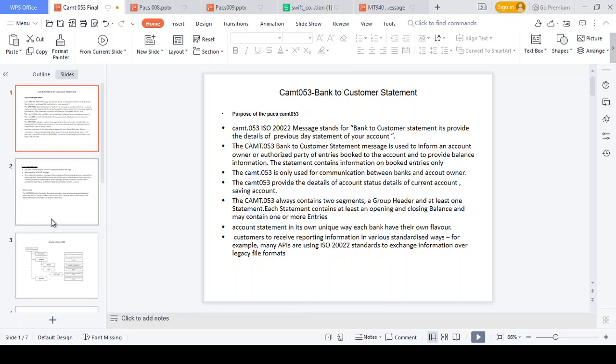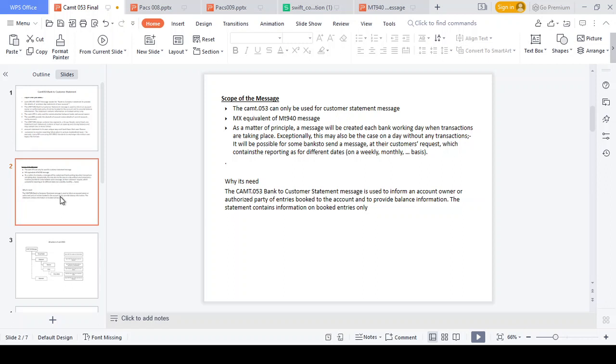Next, what is the scope of the message? Camt053 should be generated only for the customer statement. As I already said, only for the customer statement, so the specific customer can understand what transactions were done from this specific account. What is the Camt053 equivalent? MT940. As I already said, the Camt053 is generated based on the customer preference.